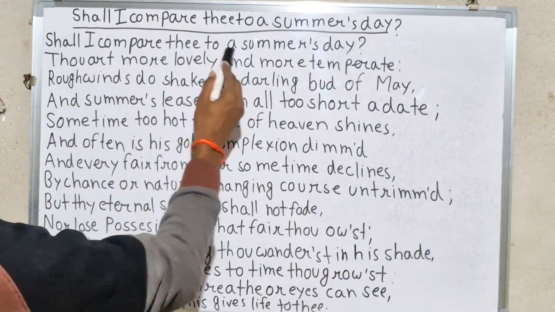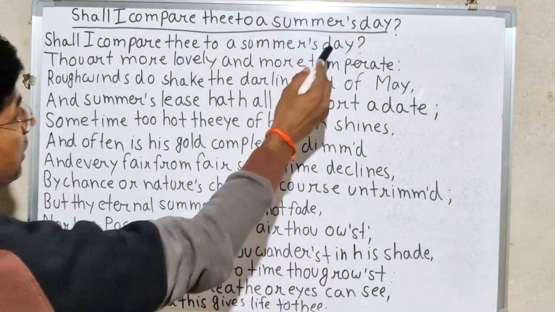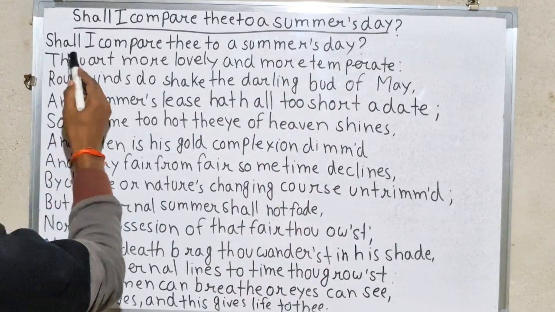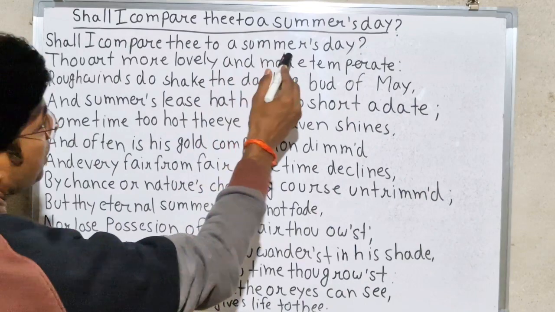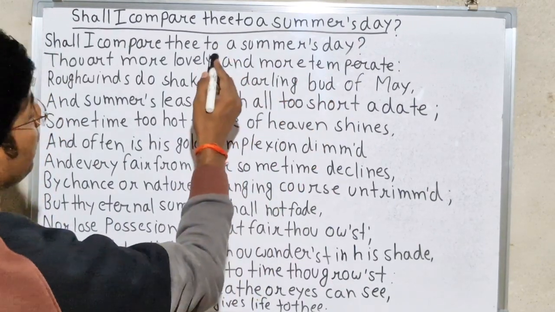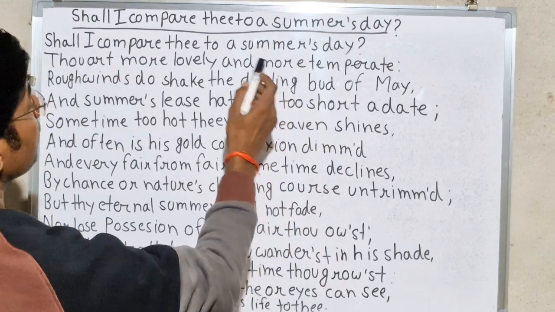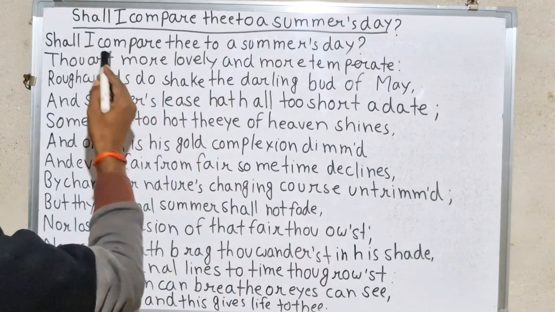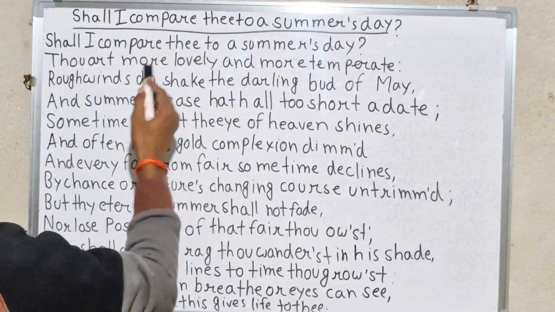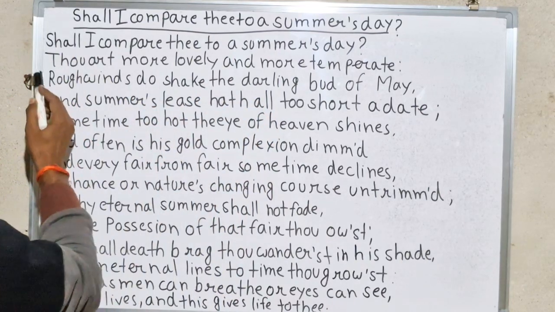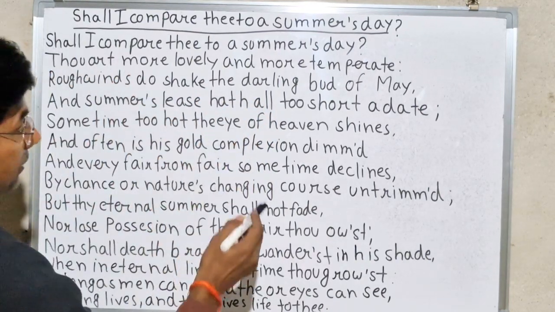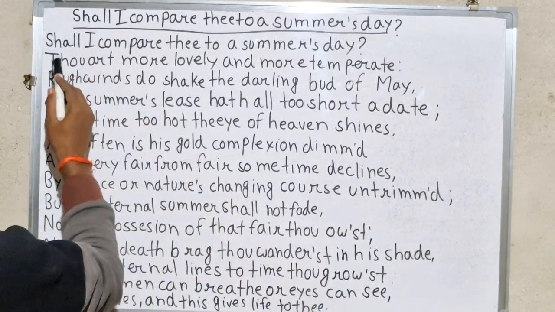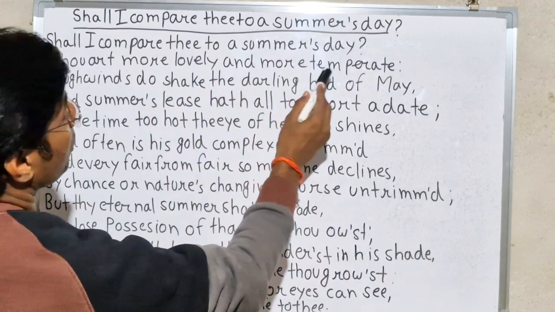Shall I compare thee to a summer's day? See this, the first line ends with a question mark. It means here Shakespeare is seeking the permission of his friend for comparing his beauty to a summer day. But before he could answer, he himself rejects it. He cancels it out in the next line, saying, Thou art more lovely and more temperate.